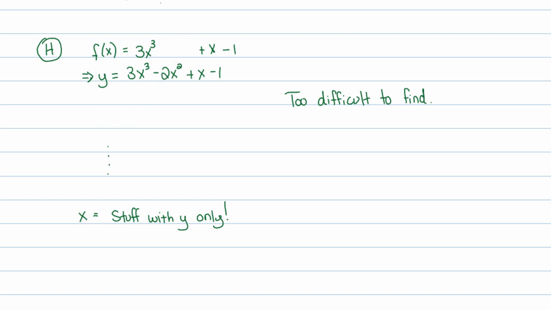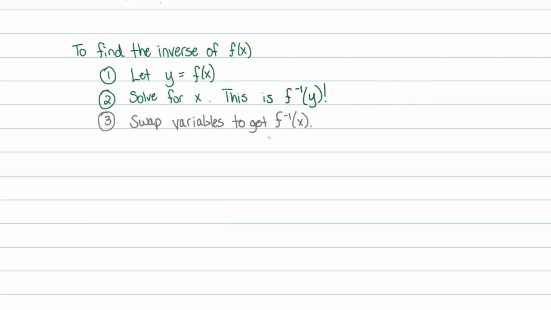So, to summarize everything we've done, to find the inverse of f of x, you let y equal f of x, because that's what it is, and solve for x. That's it. This is f inverse of y. I know, I make a very long video for just that, right? Swap variables to get f inverse of x.